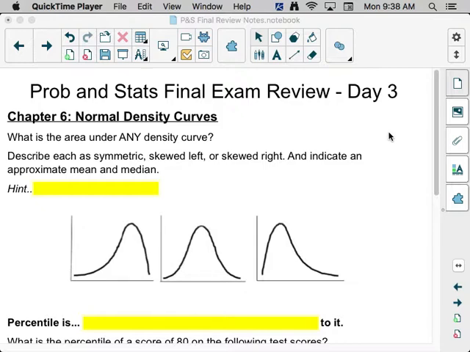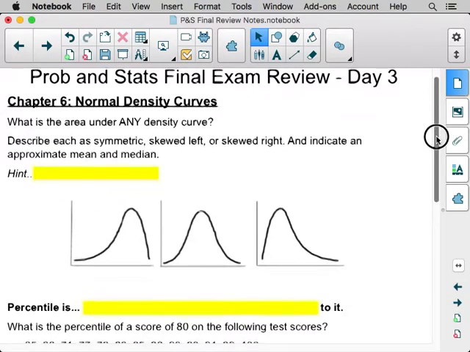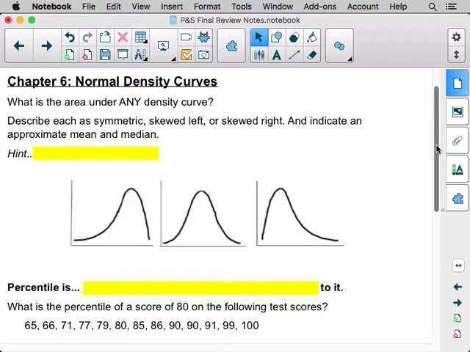Today we're going to cover 3 chapters actually: Chapter 6, 7, and Chapter 4. So let's start with Chapter 6. This was the most recent thing we did, so hopefully this is the freshest in your minds.